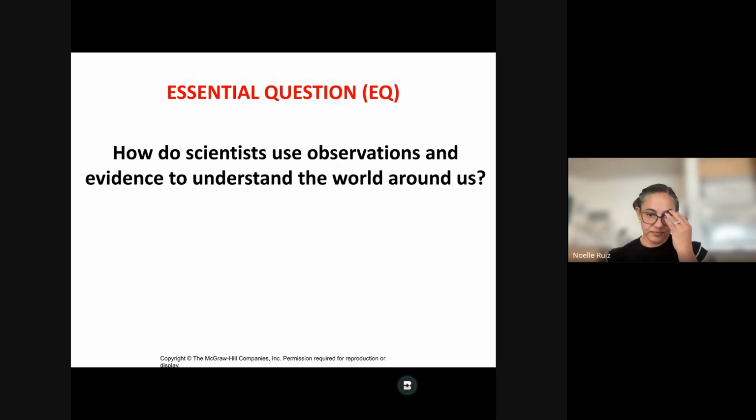At the end, you're going to give me 2 to 3 sentences based on the notes we take that answer the question, how do scientists use observations and evidence to understand the world around us? So make sure you write it down, because we always have to come back to it. I usually give each slide maybe 20 or 30 seconds, depending on how long it is. And then we move on.